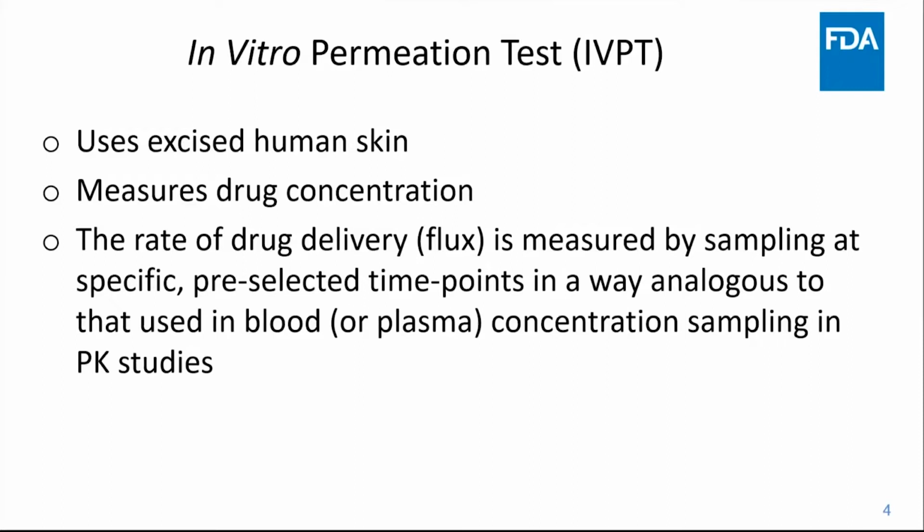So IVPT, the in vitro permeation test, uses excised human skin, measures drug concentration, and the rate of drug delivery or flux is measured by sampling at specific pre-selected time points in a way analogous to that used in blood or plasma concentration sampling in PK studies, in pharmacokinetic studies.